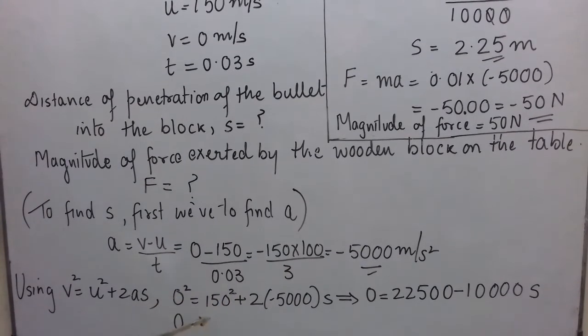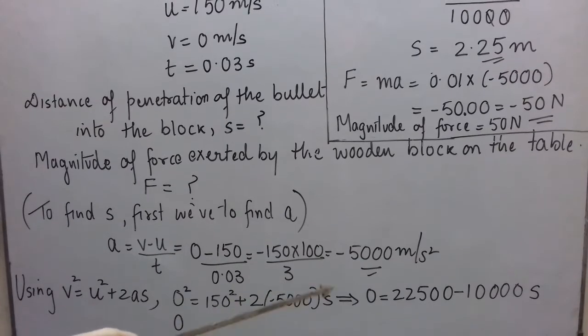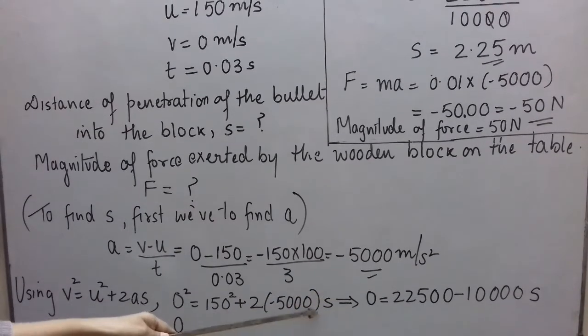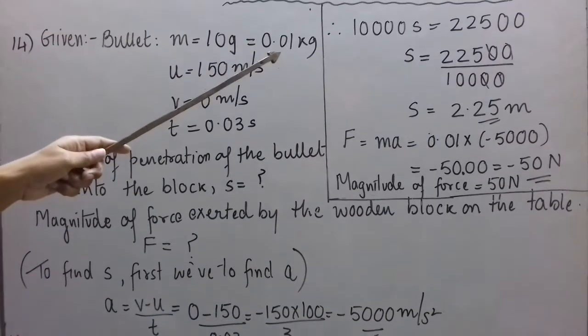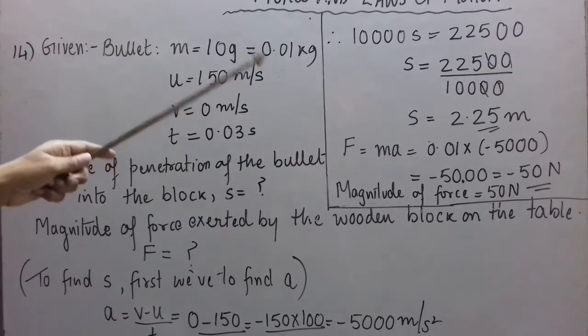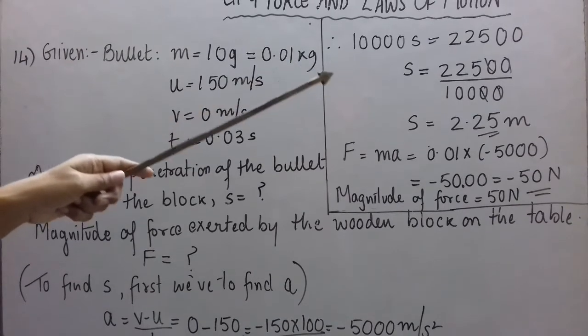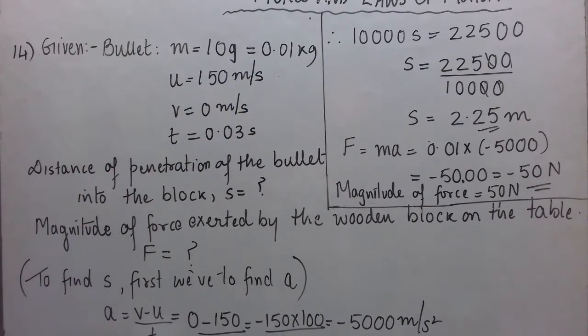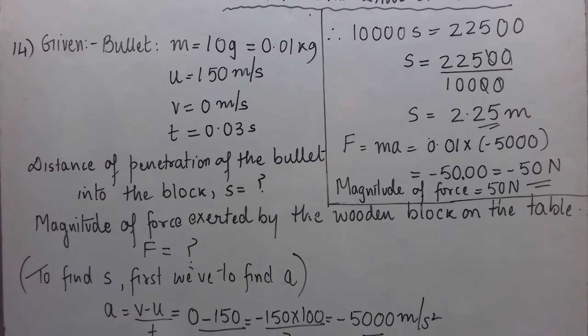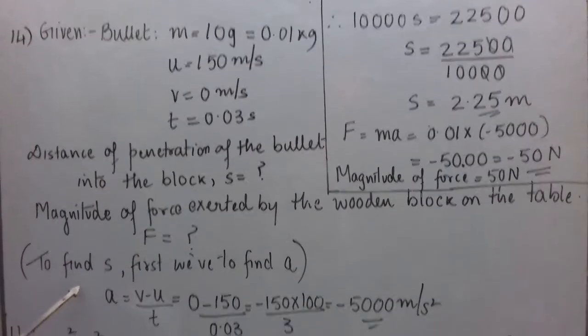Remember, students forget to do the square here. So 22,500 minus 10,000 s. After this, just look here. Take 10,000 s on the other side, so it becomes positive. 10,000 s is 22,500, and after simplification we get s to be equal to 2.25 meters. Okay, so s we have found.